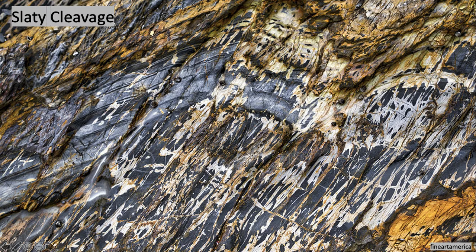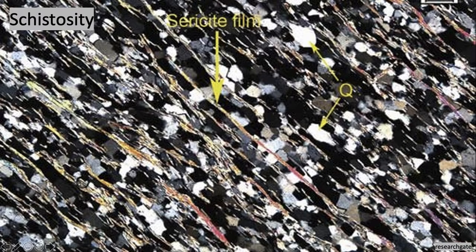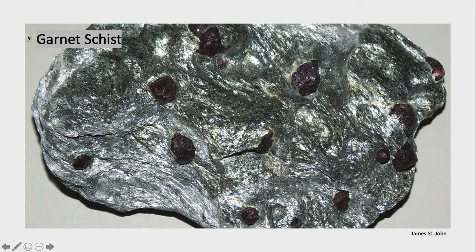Here's a picture of another metamorphic feature that's called slaty cleavage. I wouldn't worry too much about that right now, though. And another one called schistosity. It's another way that a metamorphic rock can look. Sometimes you get big crystals, big chunks of crystals. This is called a garnet schist. It's a metamorphic rock with garnet, a gemstone, appearing.